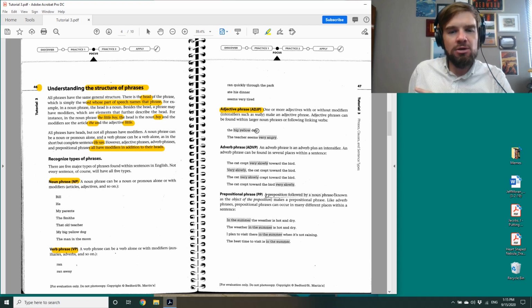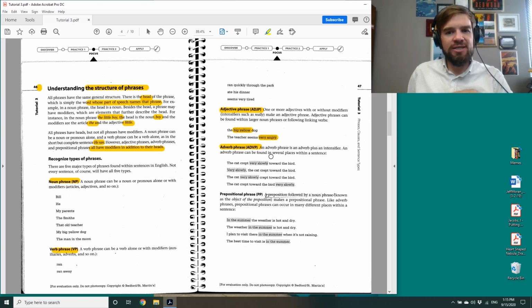So the big yellow dog, right? Professor Ferris already showed us the big yellow dog is a noun phrase over here as well. But inside of that noun phrase, we have big yellow, right? This is the adjective phrase inside of the noun phrase. The teacher seems very angry. Angry is an adjective. It comes after the linking verb seems. It's got a modifier, so these two words together are the adjective phrase.